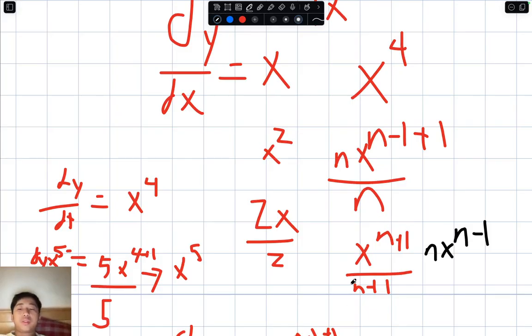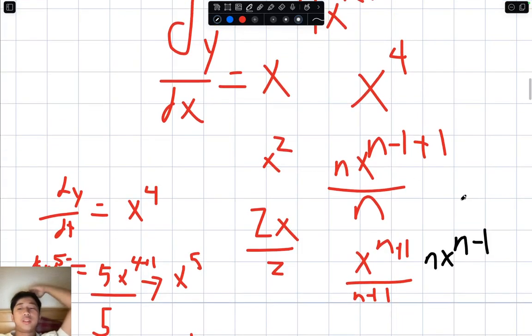The reason why there's an n plus 1 down here is because remember we minus 1, and then we put the original n there. And since now our n is the n minus 1, we have to get to the n plus 1. So with my example of x to the 5, its derivative would be 5x to the 4th.